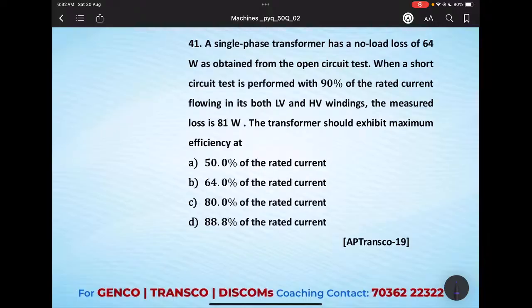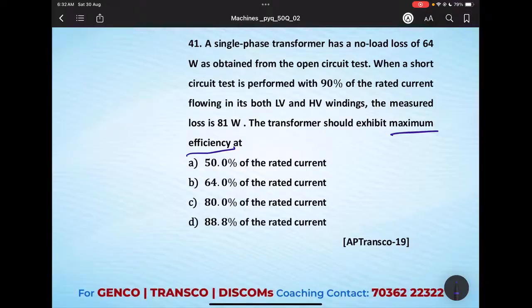Okay, the next question is about a single phase transformer that has a no load loss of 64 watts obtained from the open circuit test. When a short circuit test is performed with 90% of rated current flowing in both its LV and HV windings, the measured loss is 81 watts. The transformer should exhibit maximum efficiency.